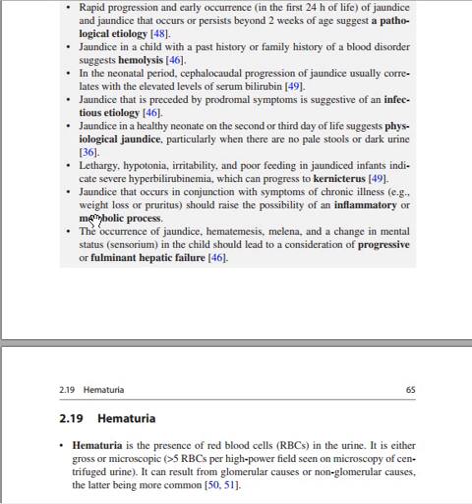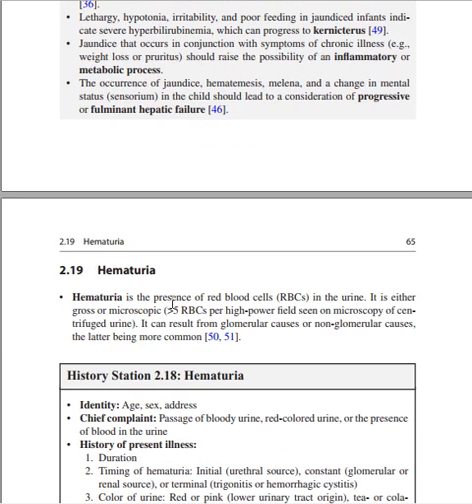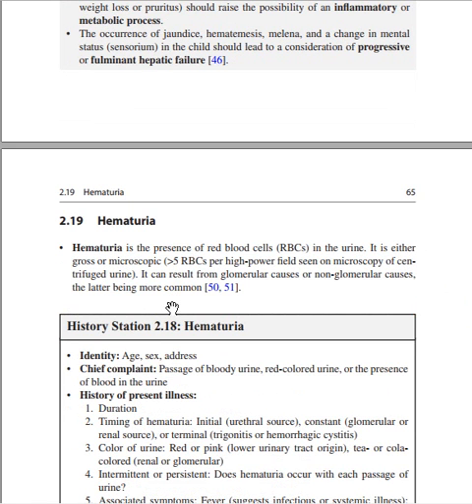That's kernicterus. Jaundice that occurs in conjunction with symptoms of chronic illness, for example weight loss or pruritus, should raise the possibility of an inflammatory or metabolic process. The occurrence of jaundice, hematemesis, melena, and change in mental status or sensorium in a child, in the case of hepatic encephalopathy, should lead to consideration of progressive or fulminant hepatic failure.